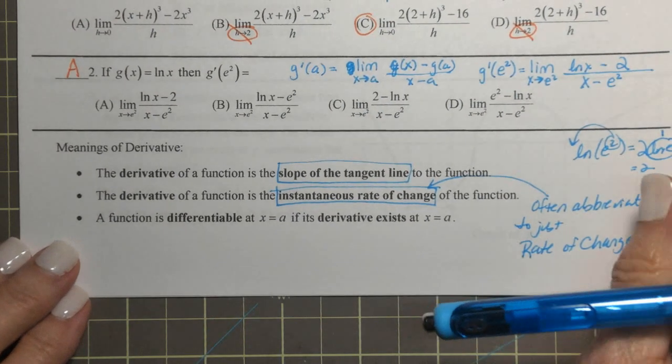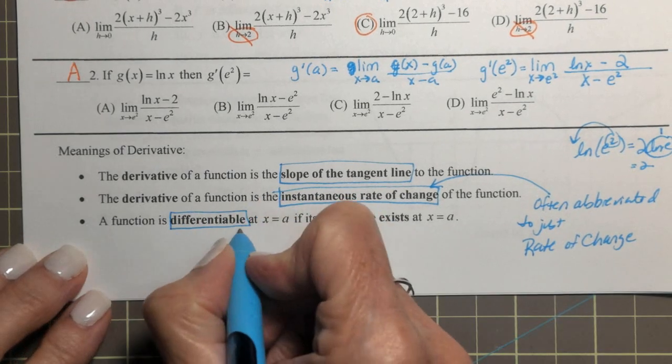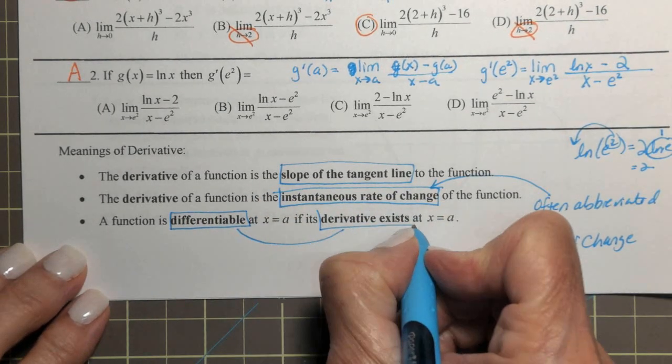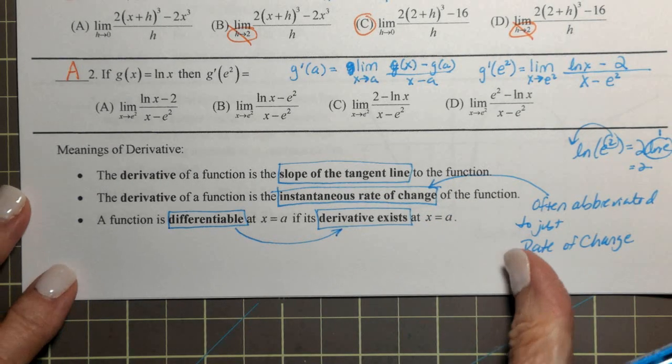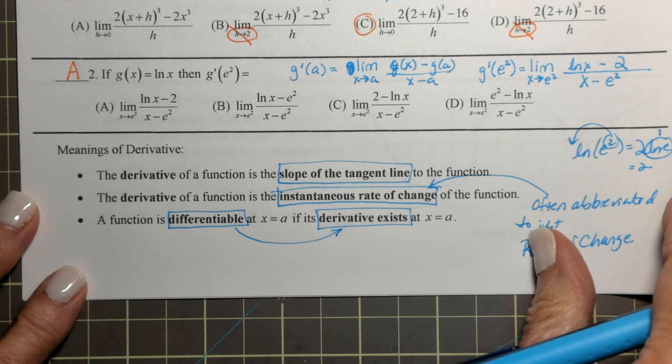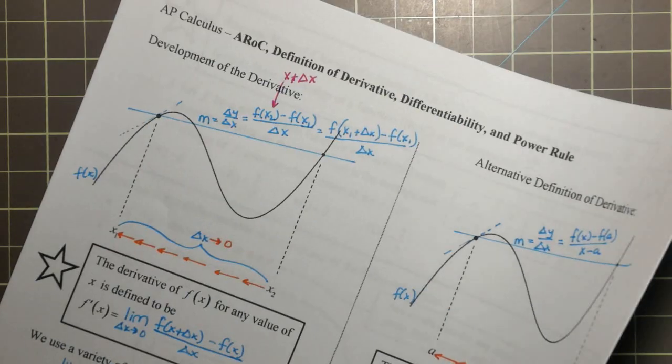Also, a function is differentiable if its derivative exists. That's the meaning of differentiability. So a function is differentiable if its derivative exists.